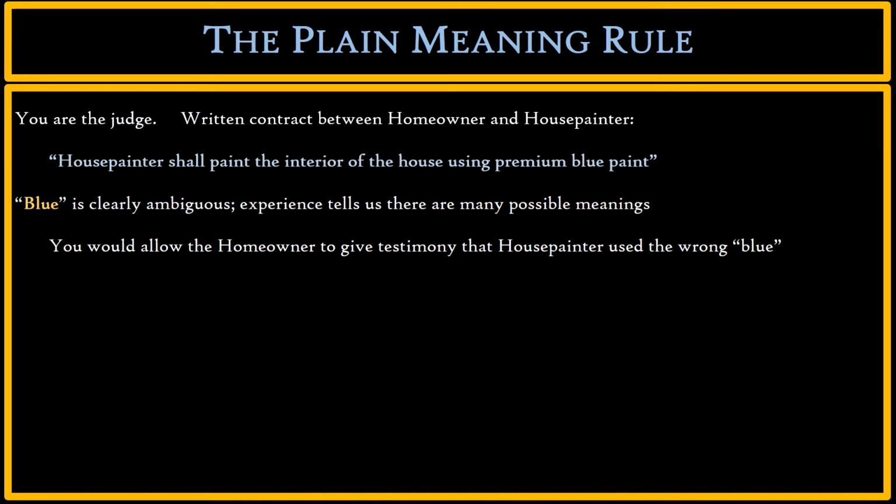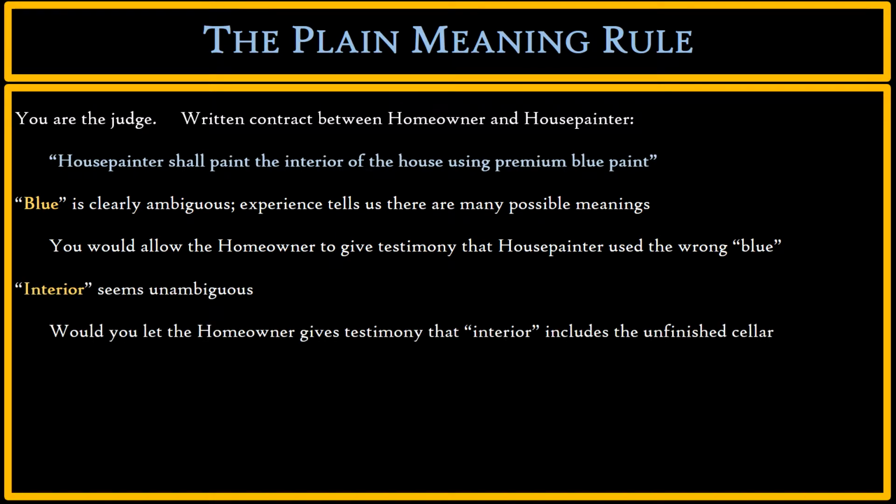Homeowner wants to give testimony that house painter used the wrong blue. Well, blue is clearly ambiguous. Experience tells us there are many different possible meanings of blue. There's navy blue, there's sky blue, there's cornflower blue. So there's many different types of blue. Blue is ambiguous. So if homeowner wants to give testimony of the meaning of the word blue, we will let homeowner do that.